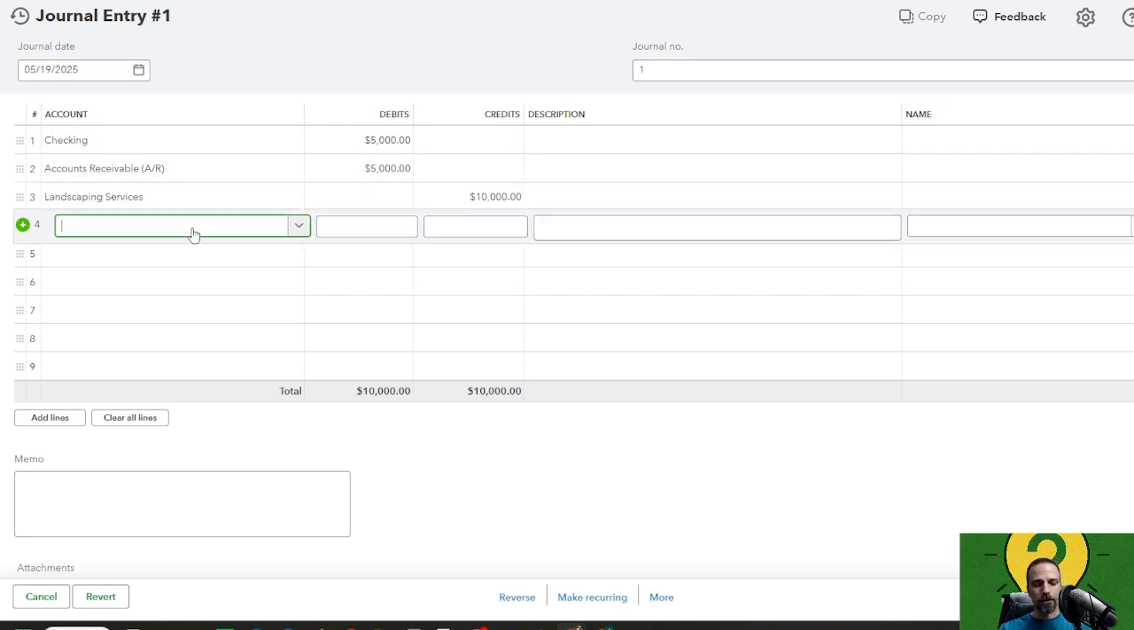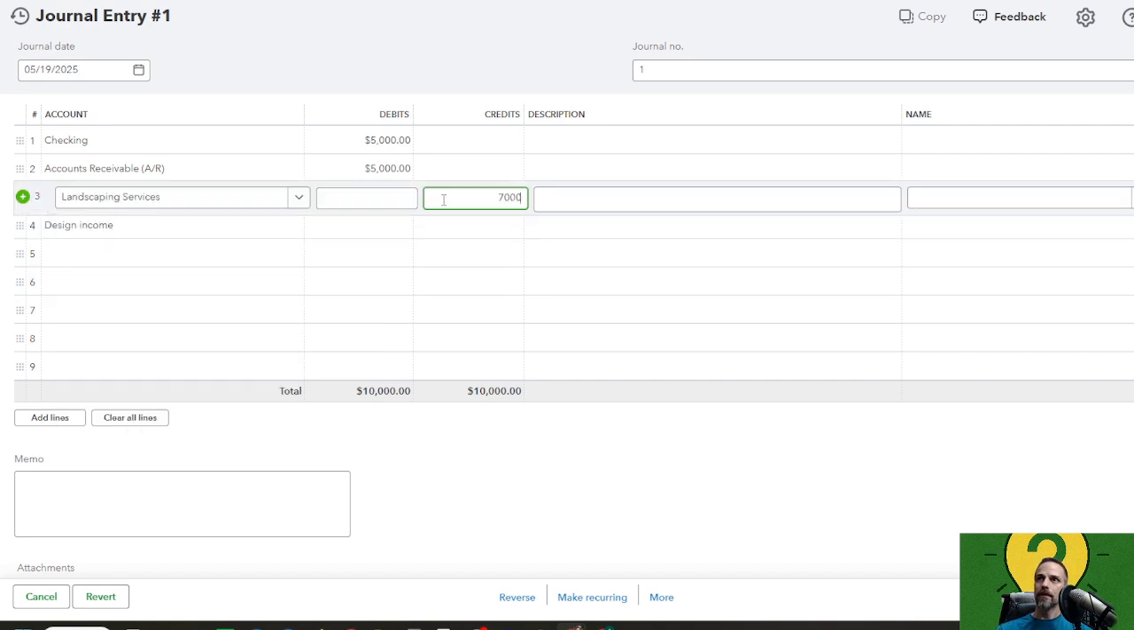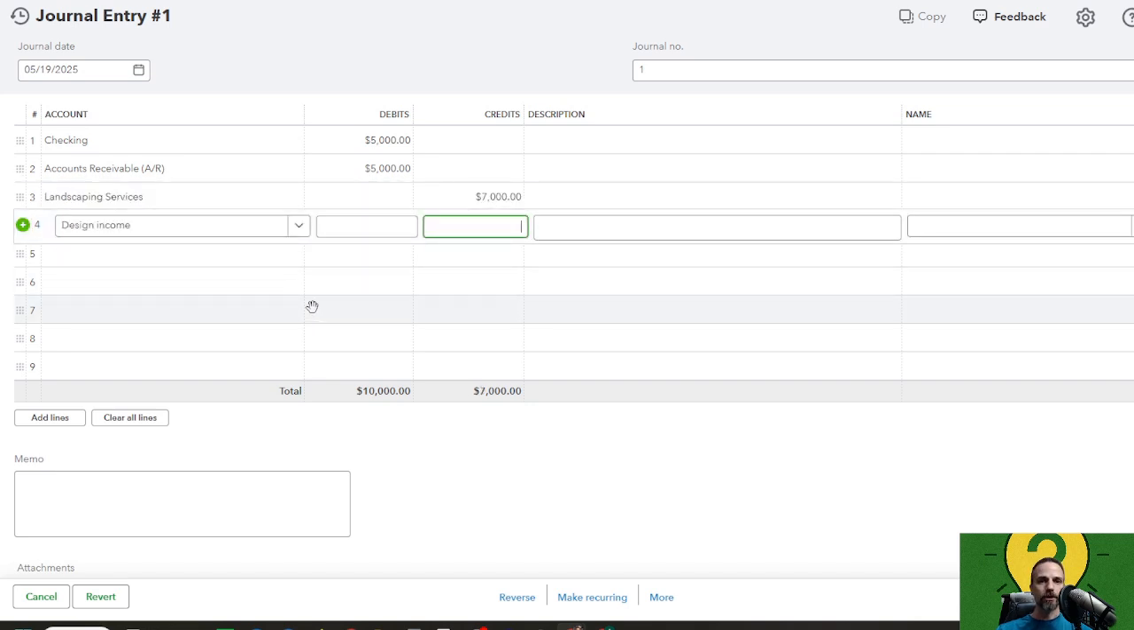But let's say we had landscaping services was a large portion of it, but that was only $7,000. Now I've got another $3,000 that we're going to say went into design income. I have to identify where everything comes from. I can't leave this out of balance when I make the entry. I can't have a $10,000 increase over here and only $7,000 changed over here. I've got to have $10,000 total change on my debits and my credits. So I want to make sure everything balances, and this is where that double entry comes in. Both sides need to be balanced and they need to be the same amount. If we don't know where that amount came from, then we have something we need to identify.